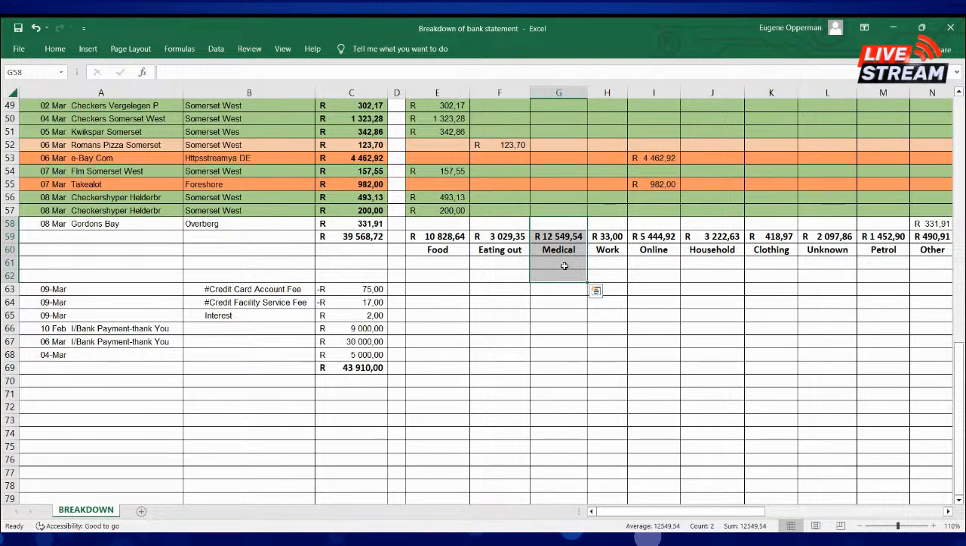One could look at this medical expense of 12,000 Rand and say, but you know what, this was a once-off expense, so that should not form part as a pattern of the future banking statements. So the amount of 12,549 Rand would be available next month for maintenance. So let's work on that amount.